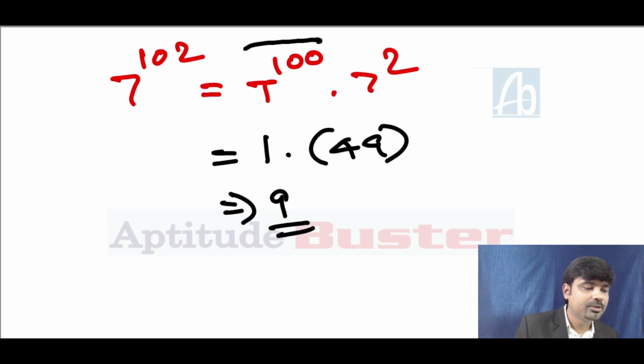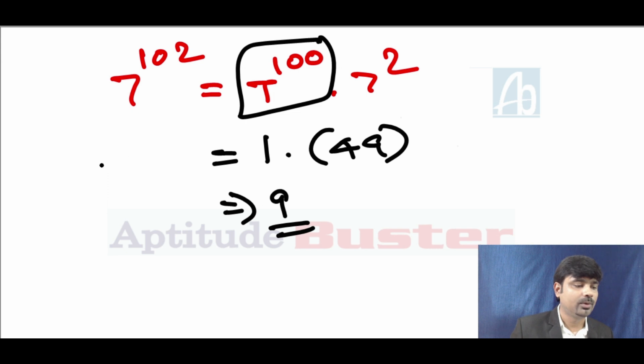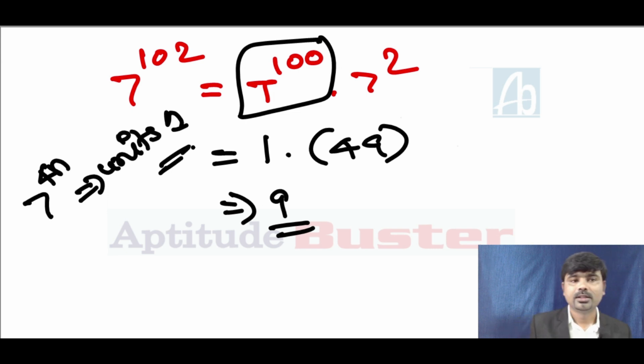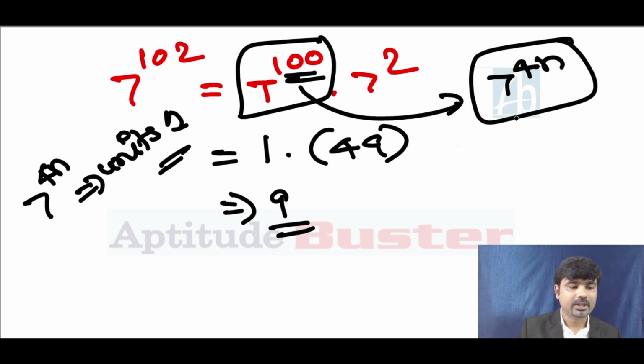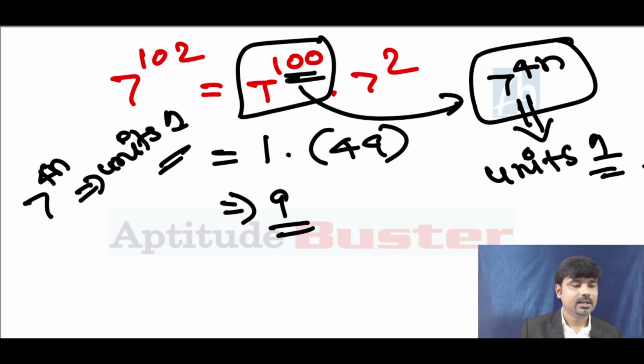Here, why do we need to split 7 power 102 into 7 power 100 and 7 square? The reason is 7 power 4n unit space is 1. So 7 power 102 can be written as 7 power 100 into 7 square. 7 power 100 is of the form 7 power 4n, so the unit space is 1. Then 7 square is 49, the unit space will be 9.